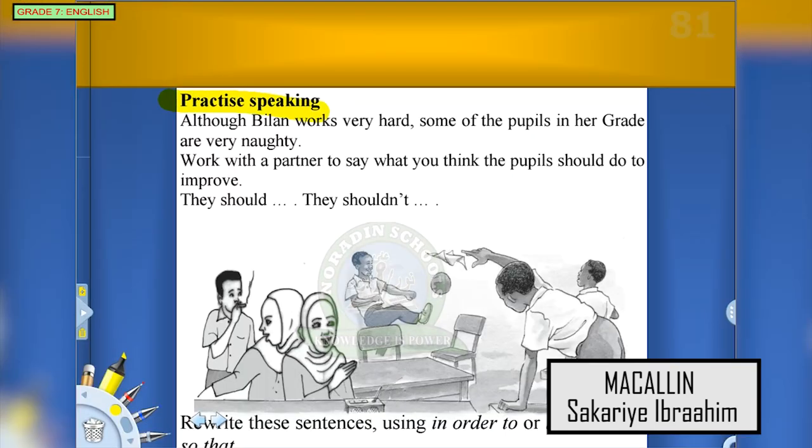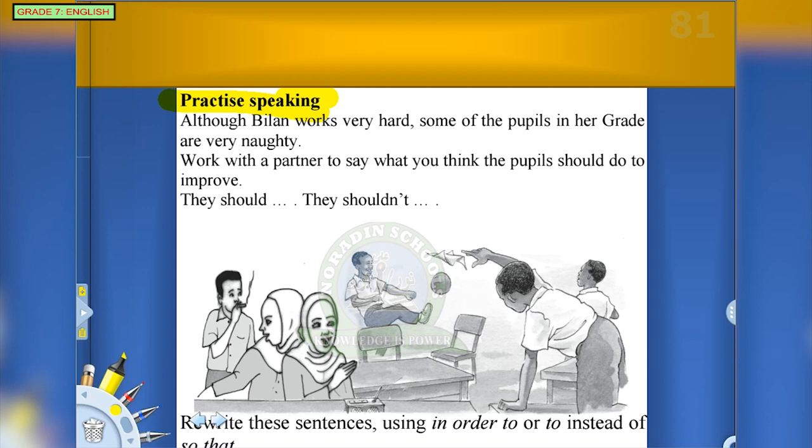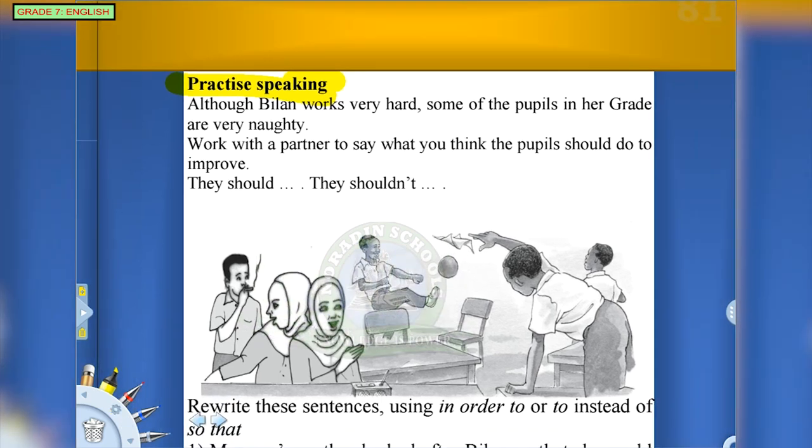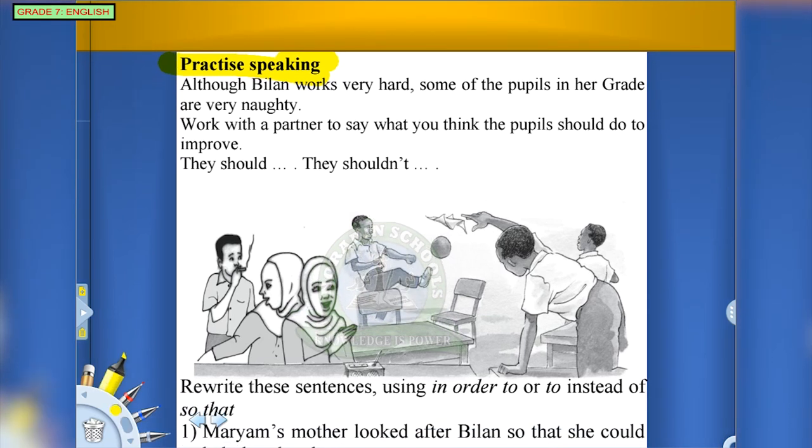This is the title of our activity, practice speaking. This is the main title of our activity, and this is the subtitle. Subtitle: practice speaking. Although Bilan works very hard, some of the pupils in her grade are very naughty.